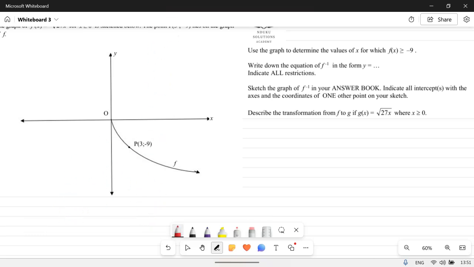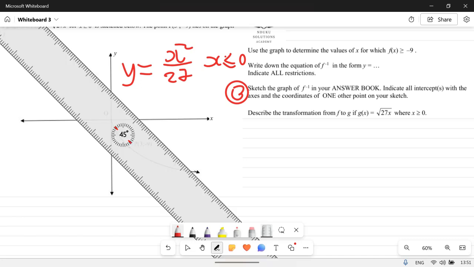Then we will now go to the next question, which says sketch the inverse in your answer book, indicate all intercepts with the axes and the coordinates of one other point on your sketch. And then the next question says sketch the graph of the inverse in your answer book, indicate all intercepts with the axes and the coordinates of one point on your sketch. So we're doing this, the third one, we've just finished with that.